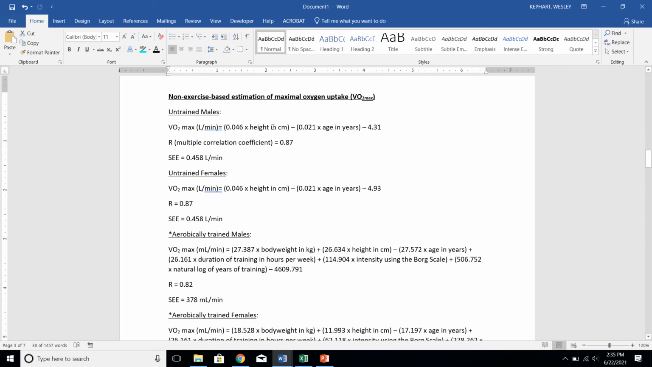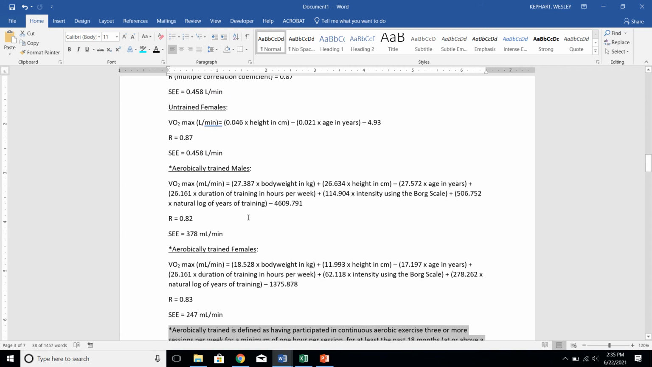So I would put in my height in centimeters, my age in years, and then that would kick it back out for me what's going on there. So hopefully those ones are relatively simple for you to understand. Now, let's look at these a little bit more busy ones.